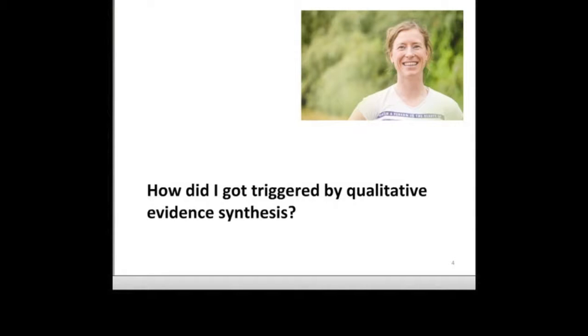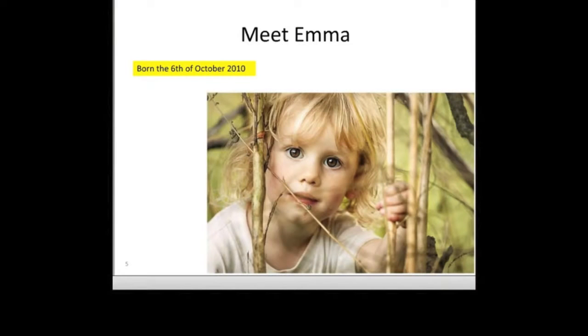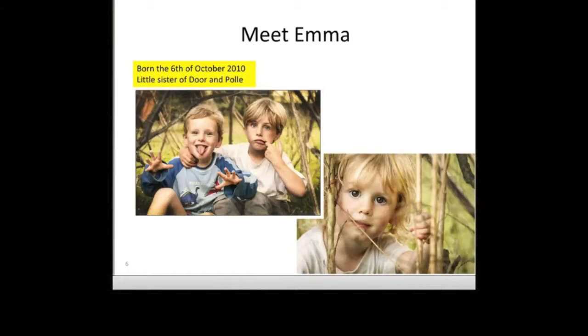So how did I get triggered by qualitative evidence synthesis? Let's start with the very beginning. It's always a good point to start. Meet Emma. Emma is the youngest in our family, and I'm going to use her as a case to explain why effectiveness reviews have failed me, and more specific, what has been my worst evidence-based case scenario so far. Emma was born on the 6th of October 2010 and is the little sister of Dor and Paula, who you might see on this slide.